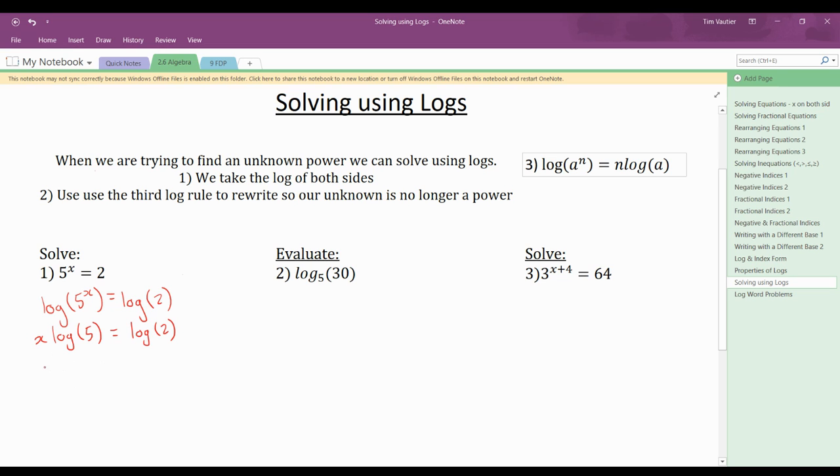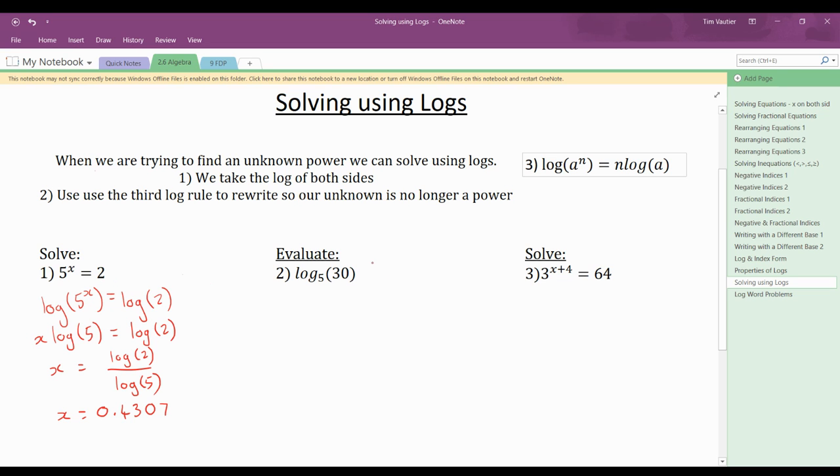Dividing both sides by log 5 means we'll have log 2 divided by log 5, which if you do it on your calculator, you should get 0.4307 if you go to 4 decimal places. And you can try that out. 5 to the power of 0.4307 will give you pretty close to 2, a little bit different probably just due to rounding error.